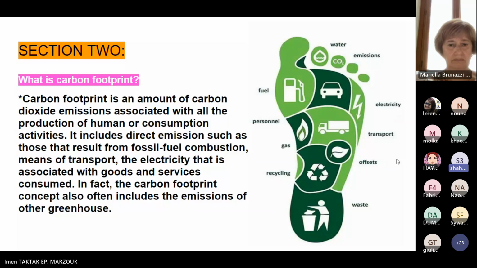Oh, it's okay. So carbon footprint is an amount of carbon dioxide emissions associated with all the production of human consumption activities. It includes direct emissions such as those that result from fossil fuel combustion, means of transport, and the electricity that is associated with goods and services consumed. In fact, the carbon footprint concept also often includes the emissions of other greenhouse gases. Now I'm giving back the floor to my friend Khawla.